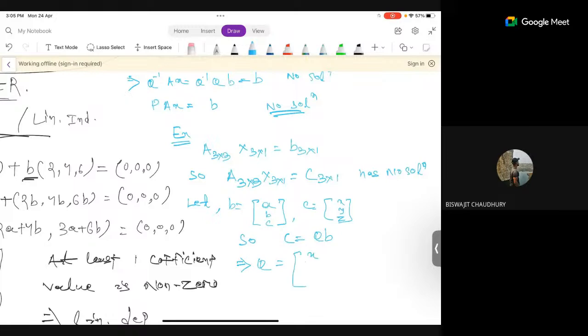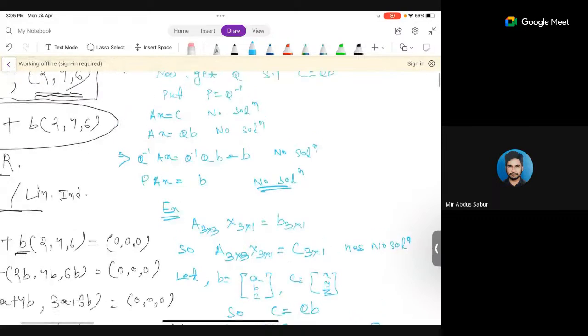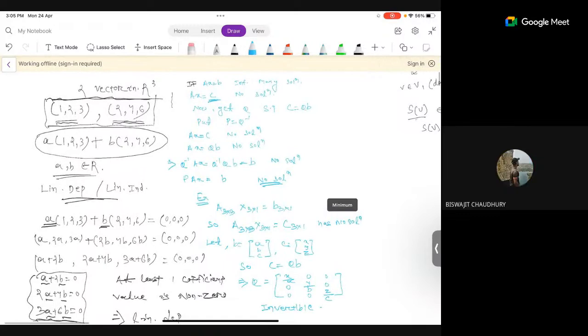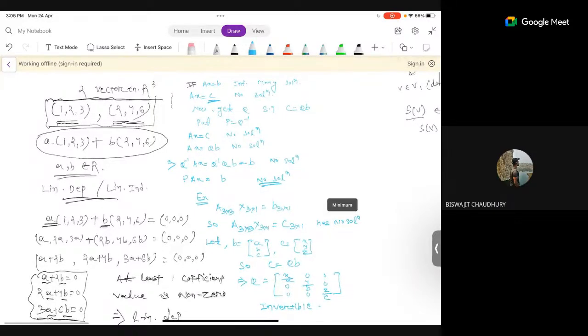Q will be X by A 0 0, and it will be 0 Y by B. What about this? This will be 0 0 Z by C. So it is invertible, right? And observe that multiplying QB, you will get C. If you just multiply QB, then you will get C. So Q is an invertible matrix.